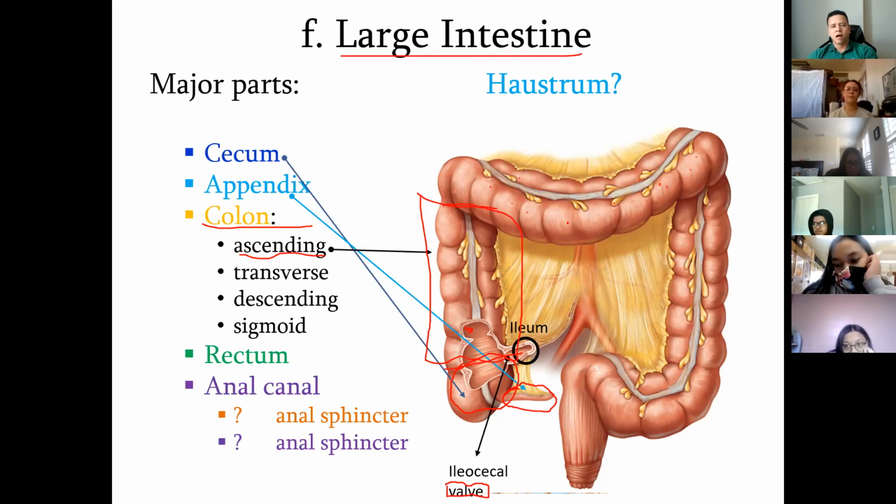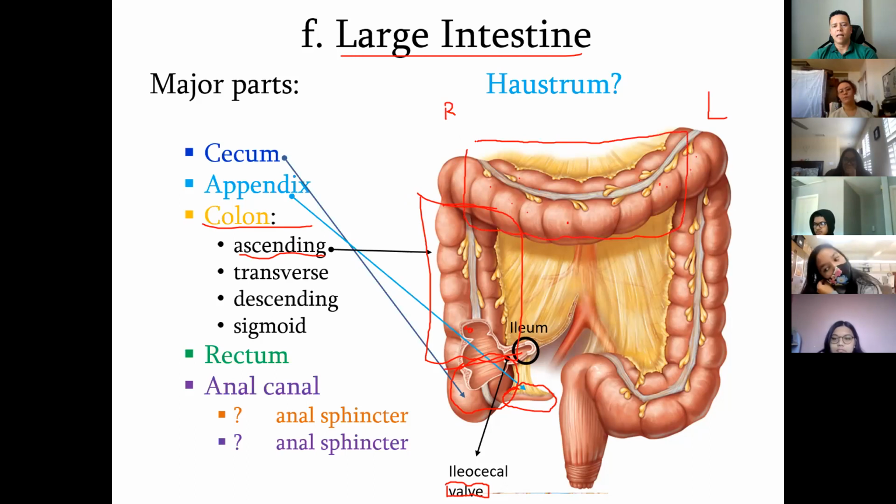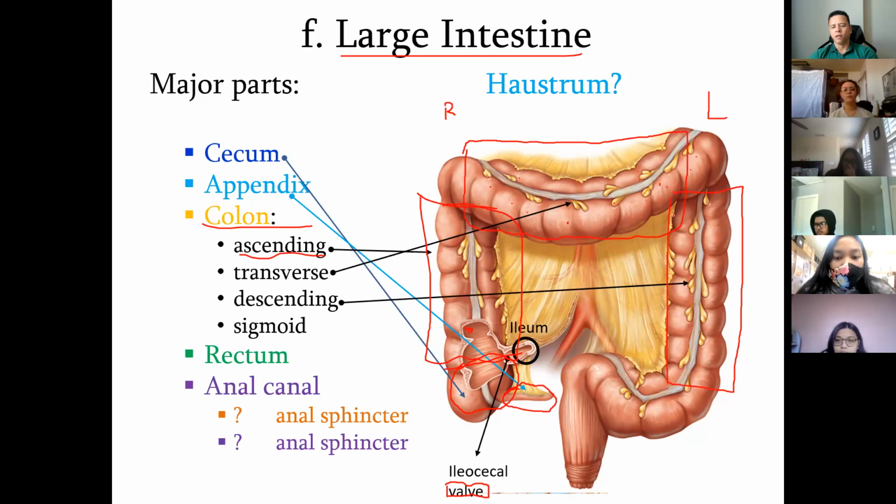Then this large intestine is going to move from right to left. This is an anterior view. And this section here, moving all the way from the right side of the body to the left side, is what we call the transverse colon. Then the large intestine is going to come down. That is the descending colon.